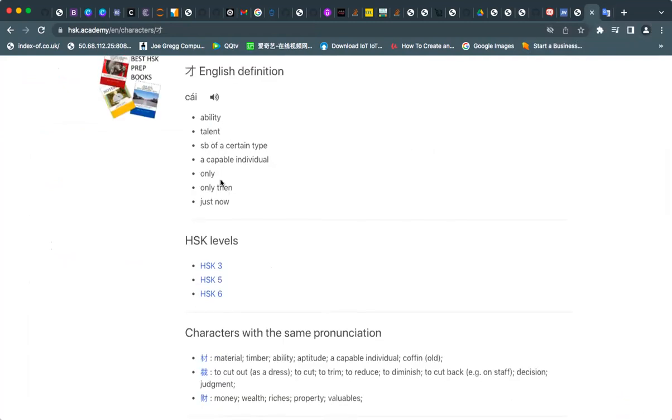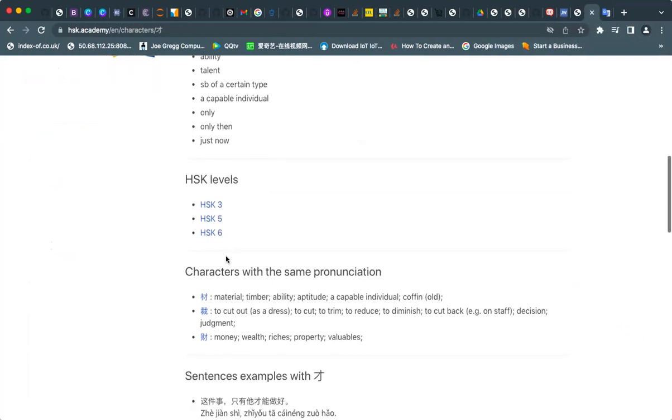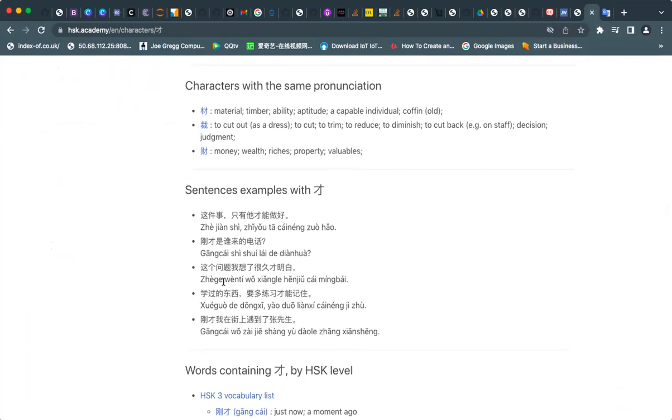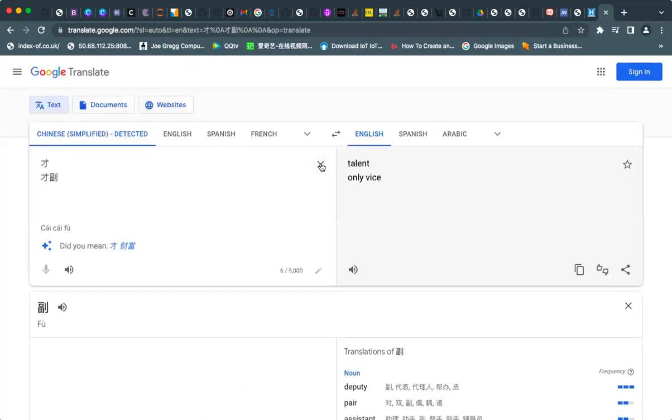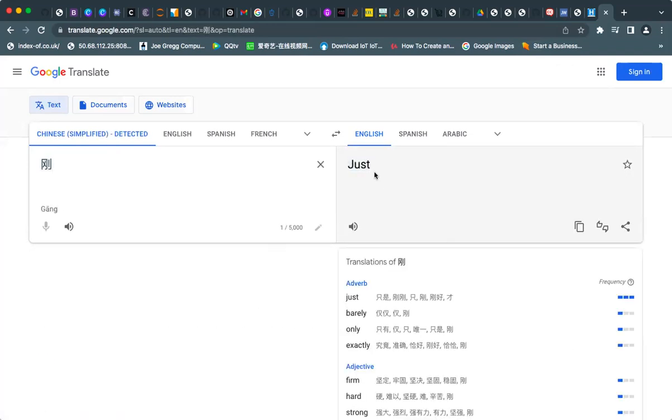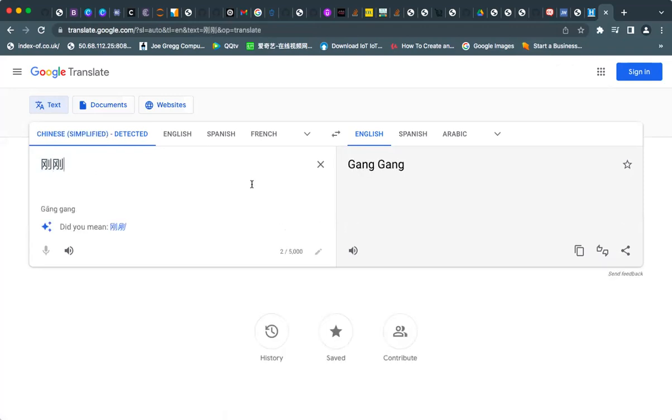So you saw the meaning of the word 才: ability, talent only, or just now. Okay, or just now. Yes. So here we have a few sentences. Let's see which one is easy for us. Yes, this one is good. 刚才, 刚才. You remember we said 刚, it means just. If you say 刚刚, let's repeat it for emphasis, right? 刚刚.